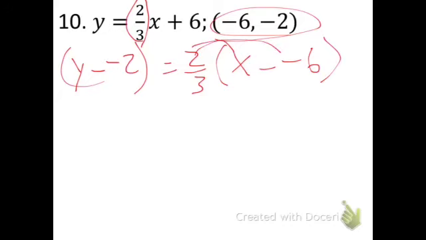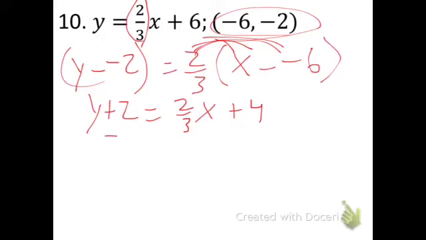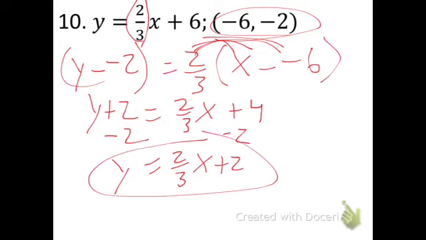This becomes just y plus 2 on the left side. 2/3 times x gives you 2/3 x. 2/3 times 6 gives you positive 4. I'm going to subtract 2 from both sides. Looking at y equals 2/3 x plus 2. And that's going to be the first half.